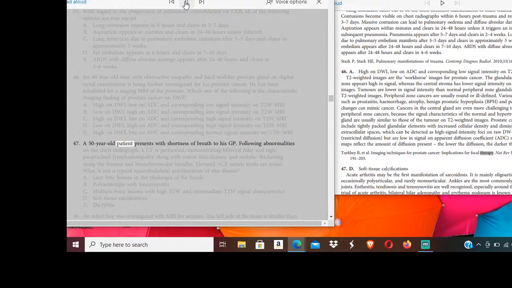47. A 50-year-old patient presents with shortness of breath to his GP. Following abnormalities on the chest radiograph, a CT is performed, demonstrating bilateral hilar and right paratracheal lymphadenopathy along with coarse reticulations and nodular thickening along the fissures and bronchovascular bundles. Elevated ACE serum levels are noted. What is not a typical musculoskeletal manifestation of this disease?